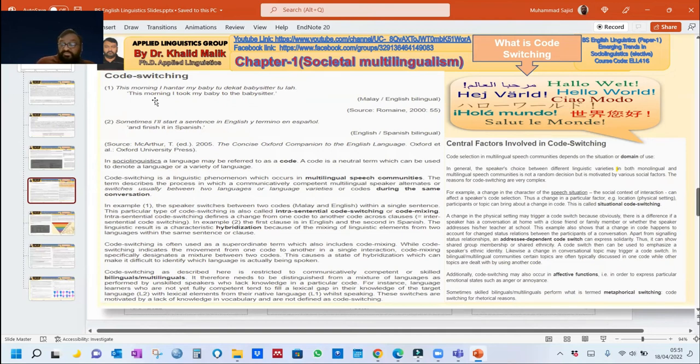Basically, Chomsky believes in universal grammar. He gave the concept that all languages of the world are the same. So he proved it in one of his universal grammar concepts.